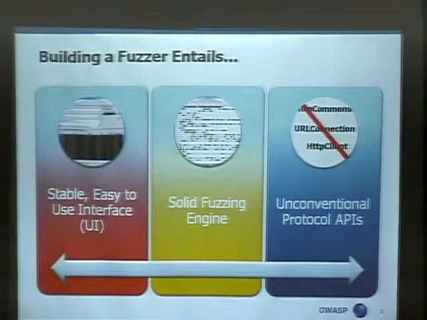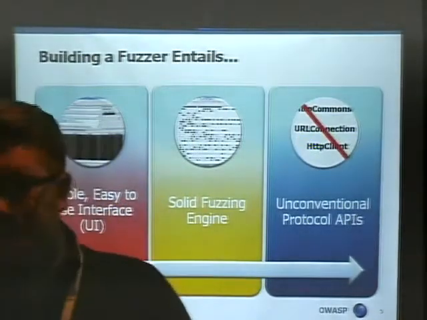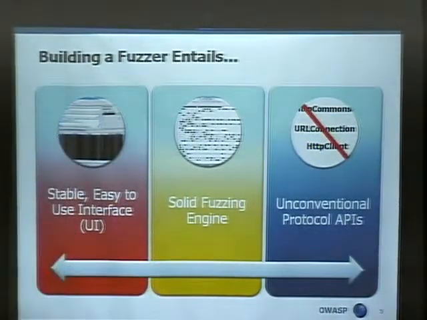So if you were to build a fuzzer today, in my opinion, you would need three things. You would need a stable and easy to use user interface. This is why some of the fuzzing tools out there still use the command line. It is the most stable user interface. You need a solid fuzzing engine, and a lot of work has gone into that particular section in relation to the OWASP testing guide, and in relation to what's a fuzzing engine. How do I define and group together the payloads that I want to send into meaningful categories?